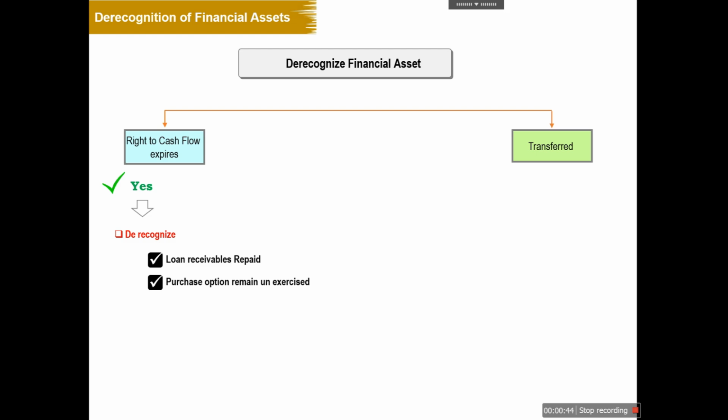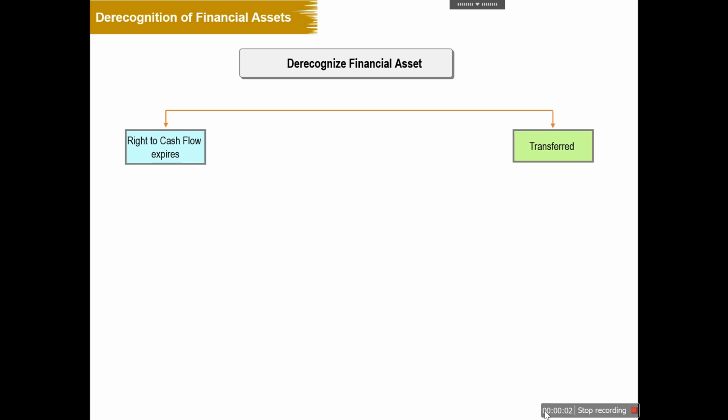It means that there is no right to cash flow from those unexercised purchase options, or there is no reasonable expectation of recovery of the financial asset. In all these cases, the right to cash flow from the financial asset has expired. So the first condition has been fulfilled, and in this case we will directly reduce the gross carrying amount of the financial asset or group of similar financial assets.